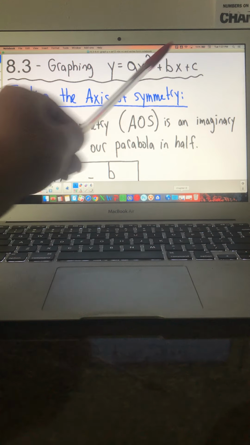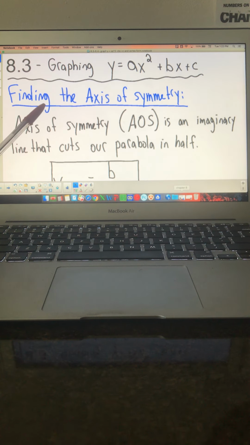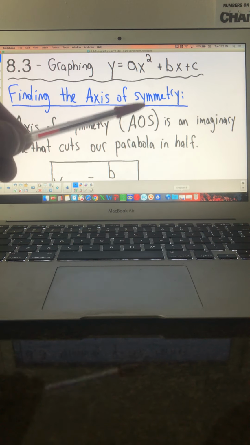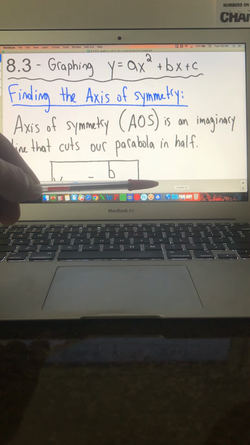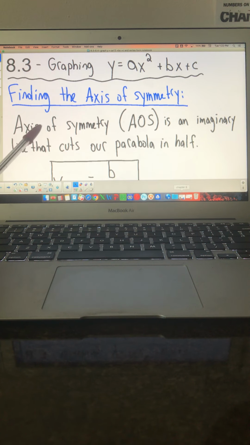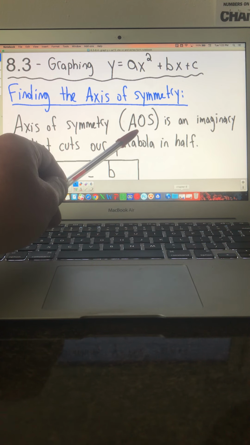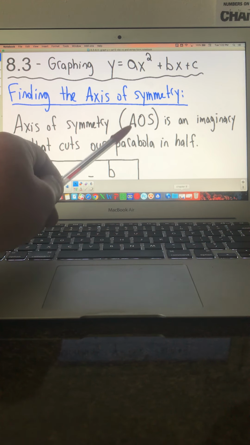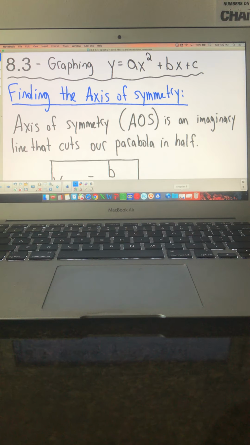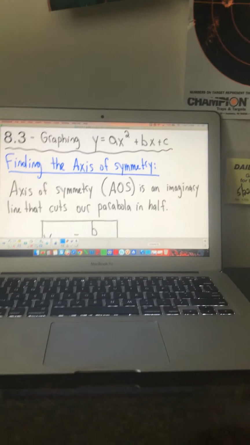that's going to be telling us we need to find that axis of symmetry. So remember that imaginary line going down the middle of the graph, the parabola, axis of symmetry. We're going to abbreviate it as AOS as we go forward, all right? So that we don't have to keep writing axis of symmetry.